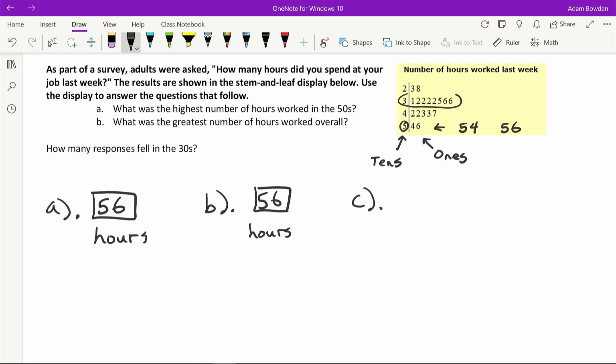Well, in the 30s, we look here and we count up how many different numbers we see. We see like 31, 32, and there's several of those. There's also a 35 and a 36 and a 36. So there'll be how many here? There are 8 total. So that'll be however many numbers were in the 30s here.